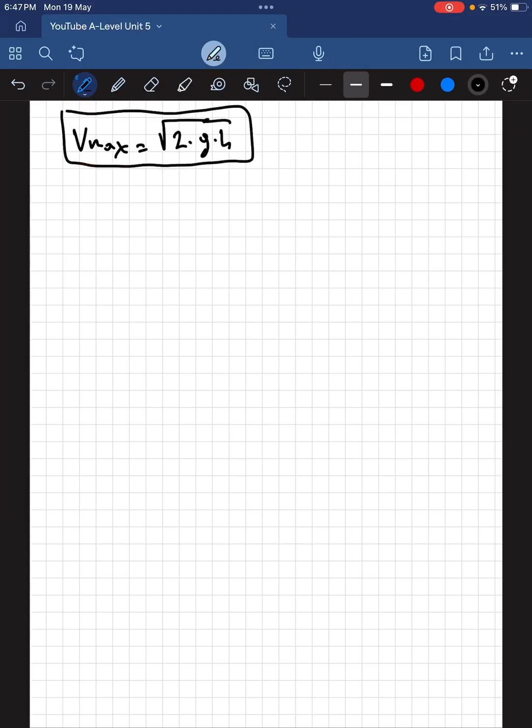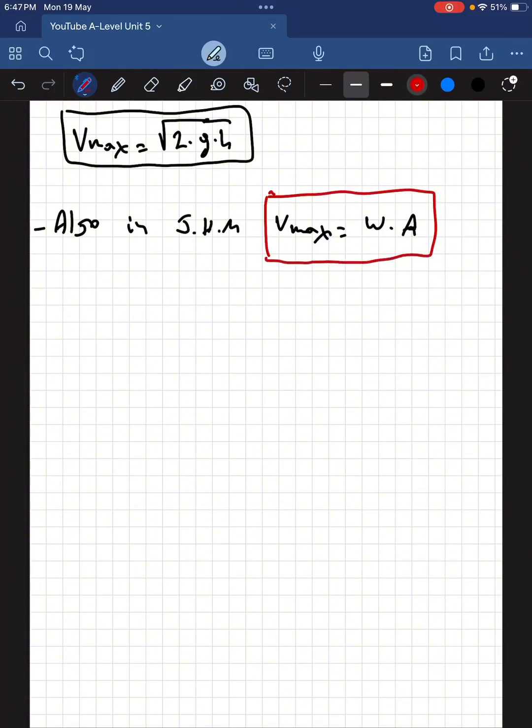is the square root of 2 times g times the initial height h. Okay, so this is a problem that people give to students sometimes in the A-level test. And don't forget that also in SHM, Vmax is equal to the angular frequency times the amplitude. Okay, so you can actually combine these two to find the angular frequency or the amplitude. It depends on the type of problem they will give you.